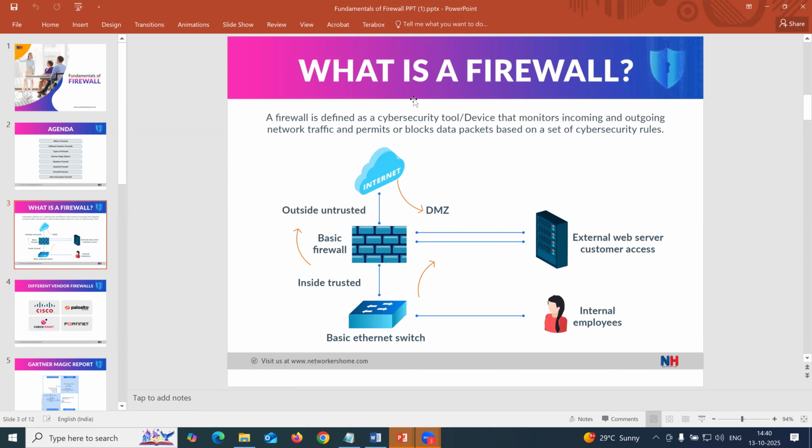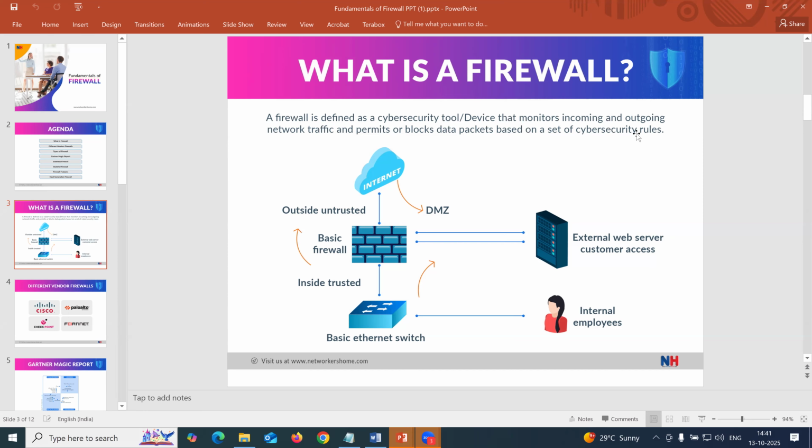What is a firewall? See, when you get experience with a firewall, you can create your own definitions. One way you can state the definition of a firewall is based on your understanding. Okay. A firewall is defined as a cyber security tool or a security tool that monitors incoming and outgoing network traffic and permits or blocks the data packets based on a set of rules.